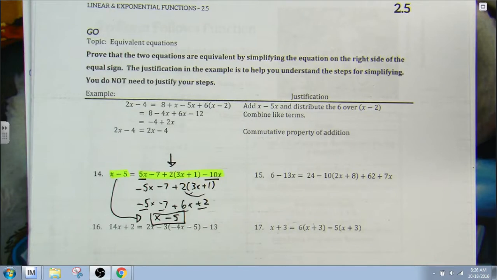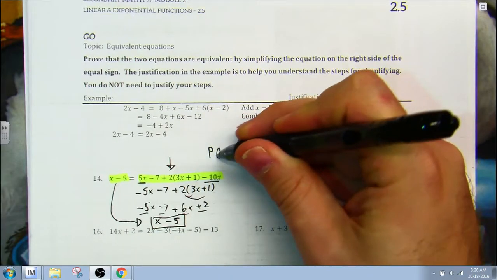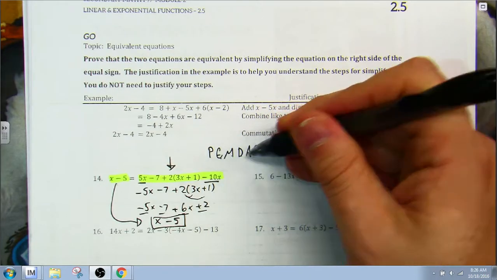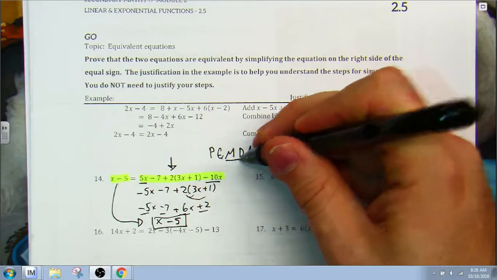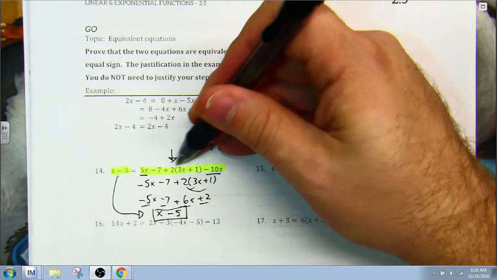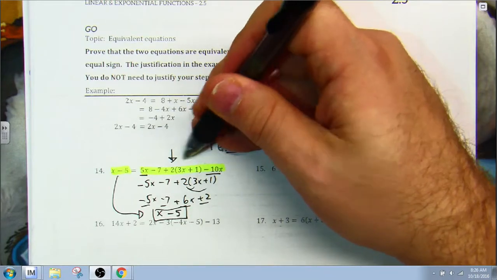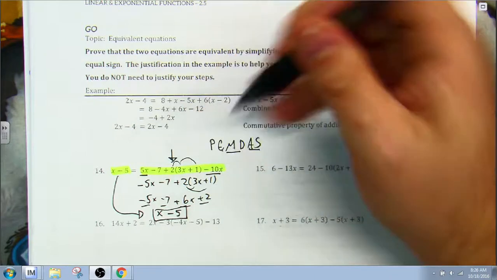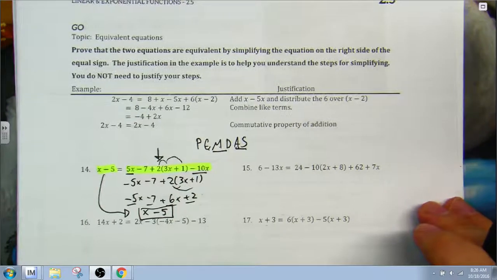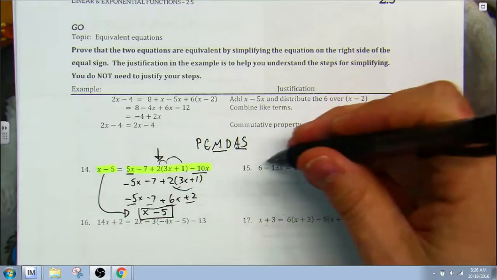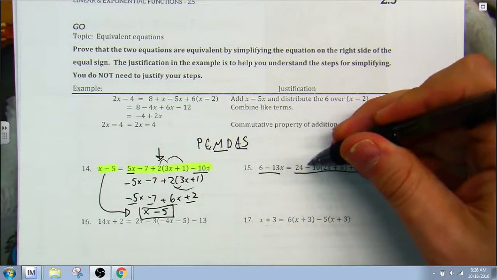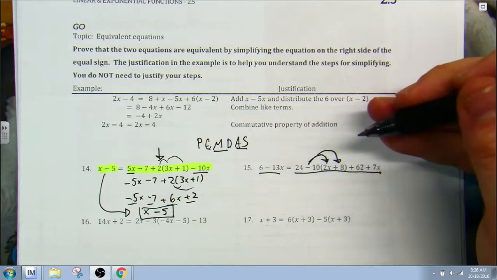So that's pretty much what we're doing. Remember, please excuse my dear Aunt Sally: parentheses, exponents, multiplication, division, adding and subtracting, where my dear and Aunt Sally happen interchangeably. When we look at something like this, the multiplying in is important. We got to multiply into that parentheses before we can make anything happen. I'll do number 15 as well, just to show you guys that. So we want this to equal that.